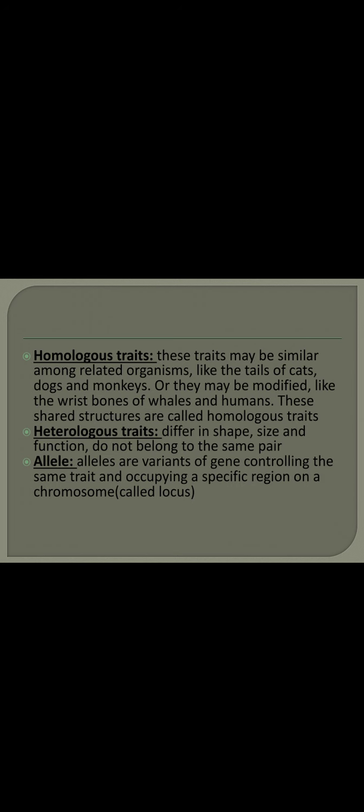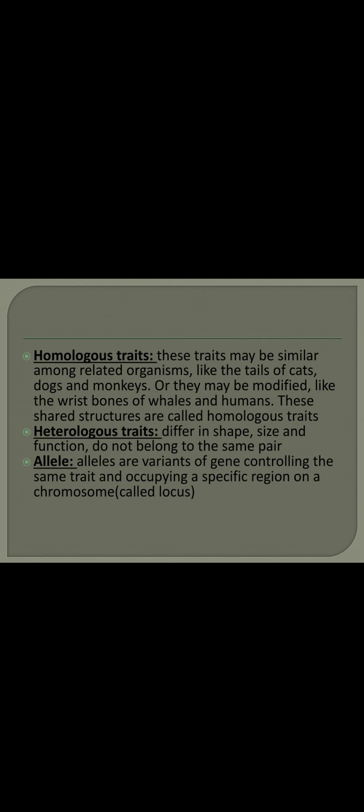So what is meant by homologous traits? The traits may be similar among related organisms, like we see tails in cats, in dogs, and monkeys, and other organisms. Or they might be modified, like the tail is modified as wrist bones in whales and humans. This is a shared structure, which we call homologous traits. What are heterologous traits? They differ in shape, size and function and do not belong to the same pair. That means different traits.